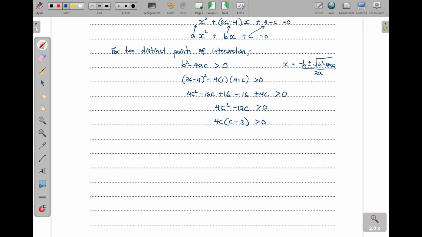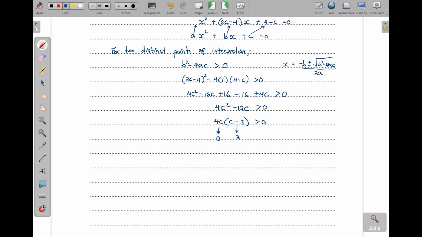A mistake that is made here is for people to say 4c is greater than 0, and also c minus 3 is also greater than 0. The way they solve quadratic equations, this is very wrong. So what you need to do here is to find the critical values. Imagine you equate this one to 0, you will get your c as 0. Then when you equate this one to 0, you will get your c as 3.